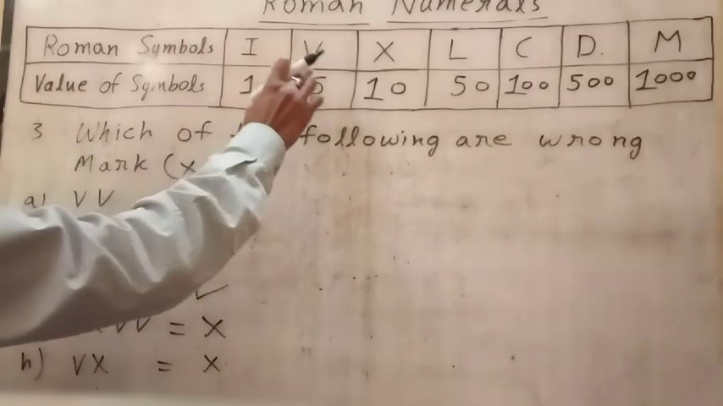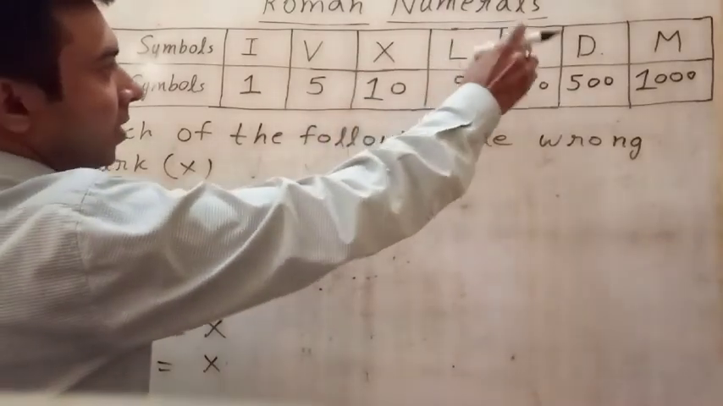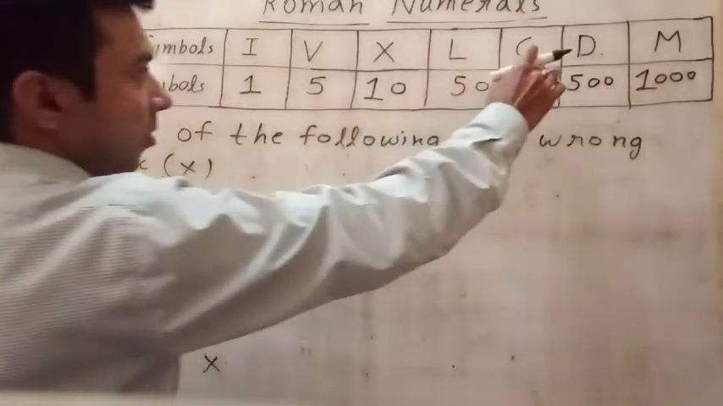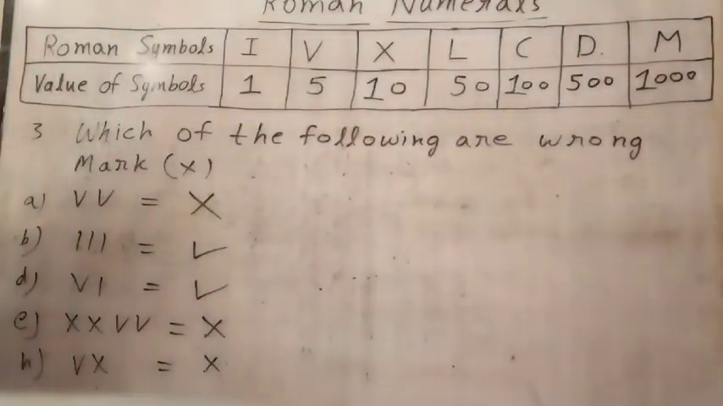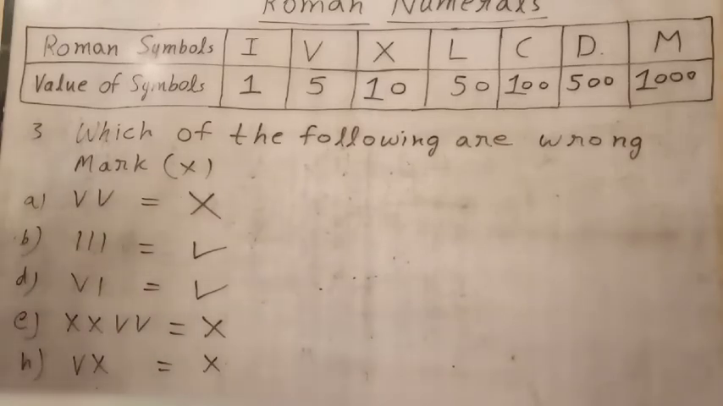I can be subtracted from V and X once only. And X can be subtracted from L and C once only. C can be subtracted from D and M once only. So here V is subtracted from X, so it is wrong. Clear?